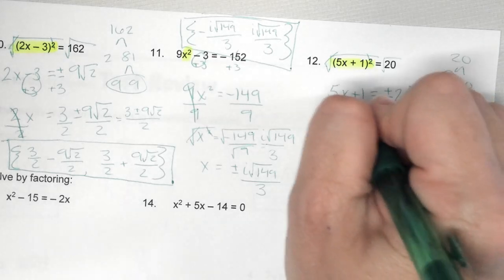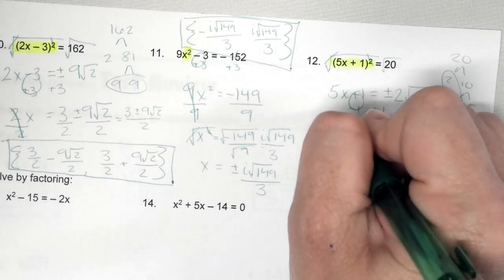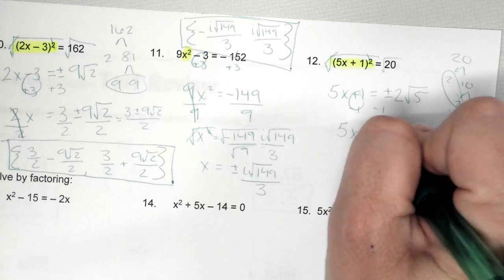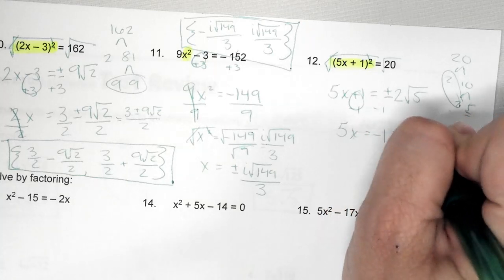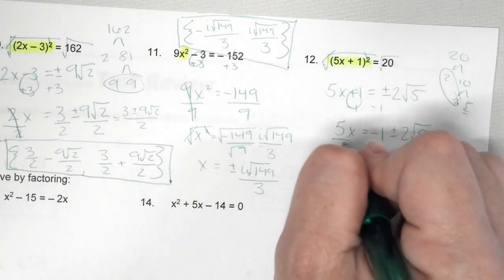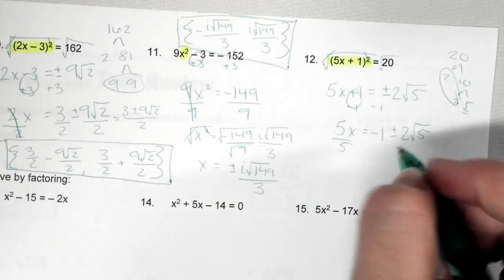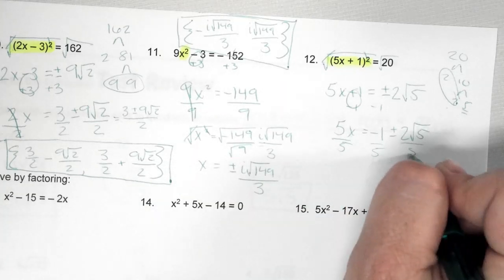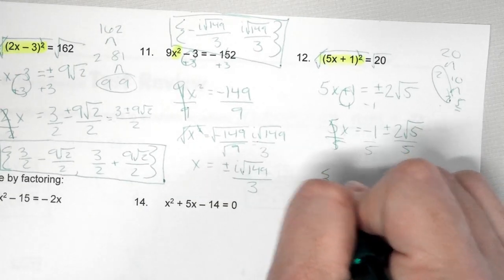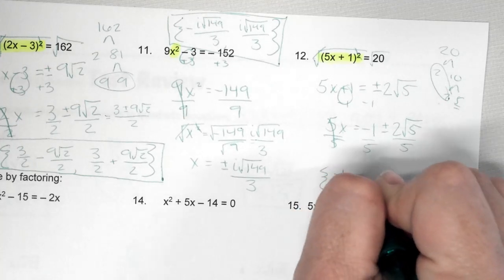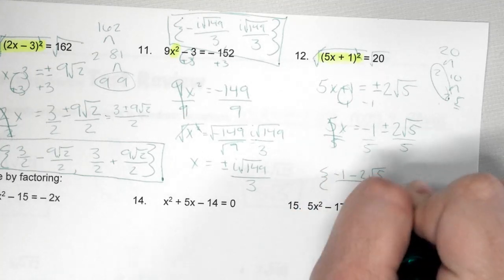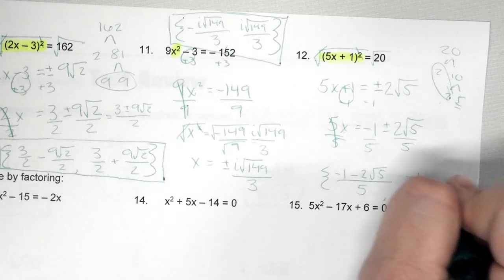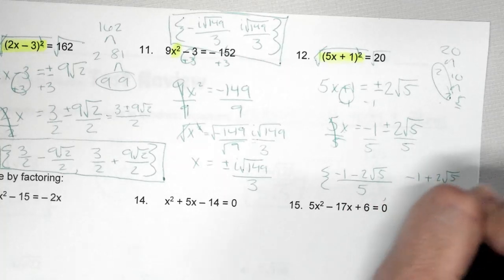I'm going to subtract 1 from both sides. And I get 5x equals negative 1 plus or minus 2 root 5. And then I'm going to divide by 5. And again, just like before, this one, even if I rewrite it like this, does not simplify. So my final answer can be a single fraction. Negative 1 minus 2 root 5 over 5, and negative 1 plus 2 square root of 5 over 5.